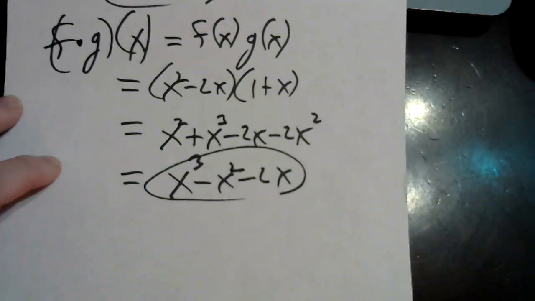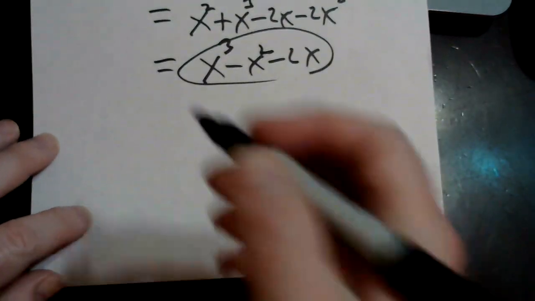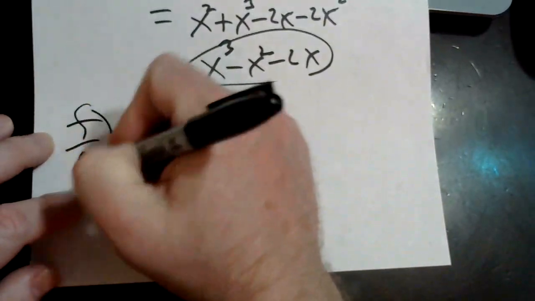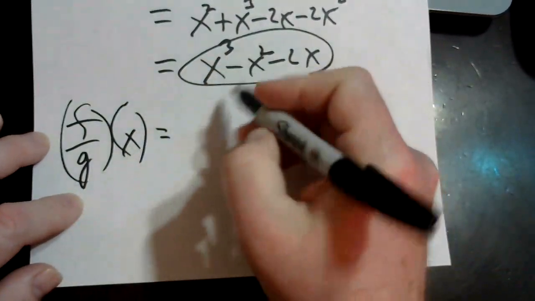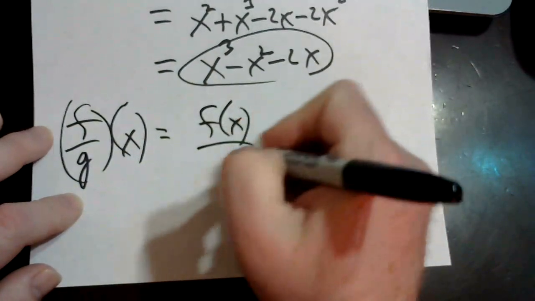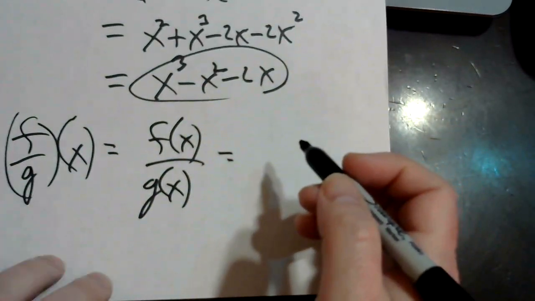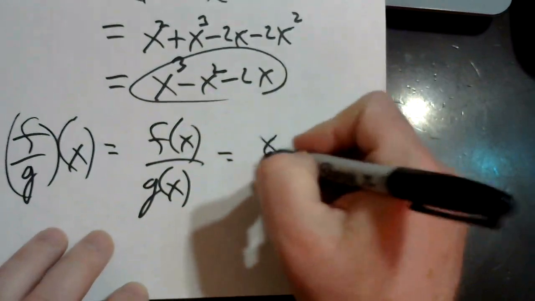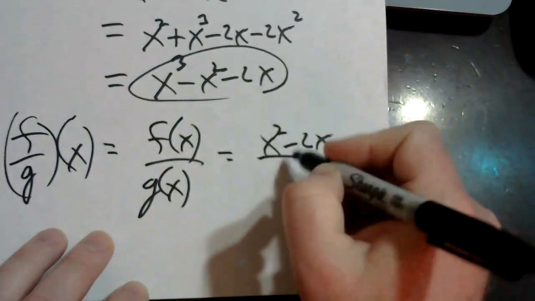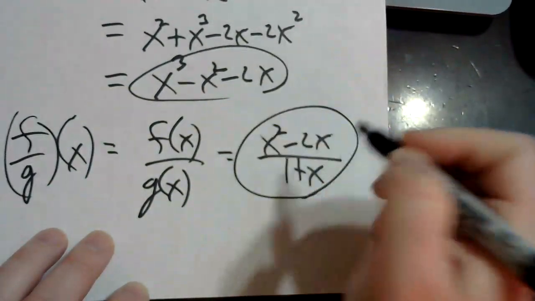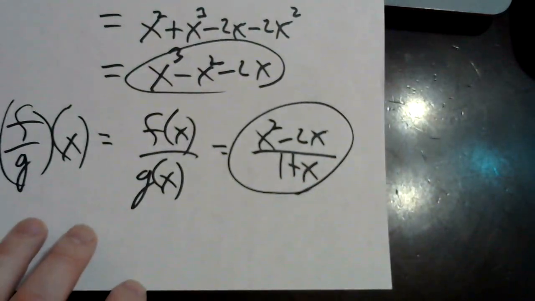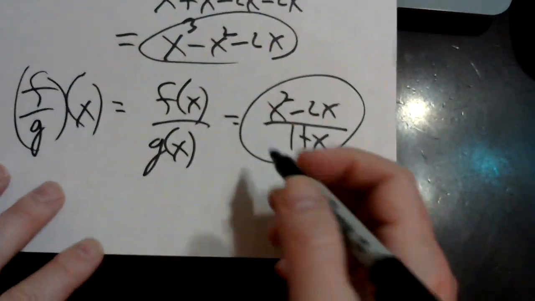Okay. Well, let's do the next part, f over g of x. So this one has multiple parts to it. You're supposed to know that is notation for f of x divided by g of x. So in this case, it looks like x squared minus 2x divided by 1 plus x. Not a whole lot you can do to simplify that. So that's the answer. And the very last part says find the domain of f over g.